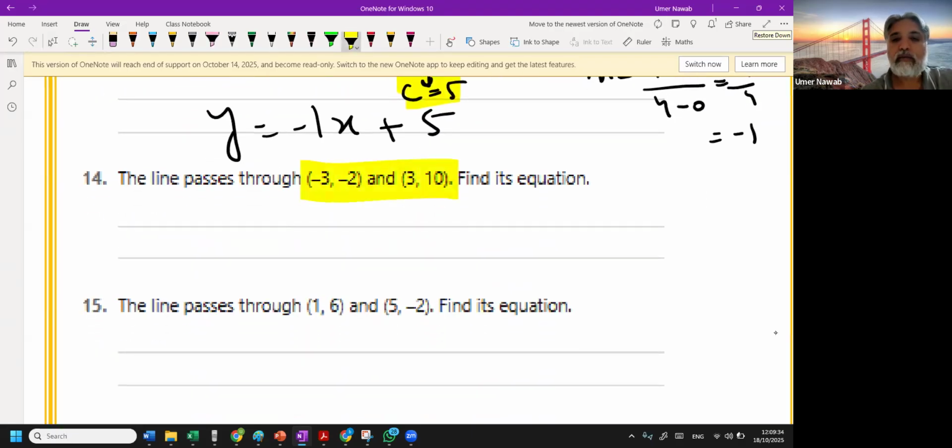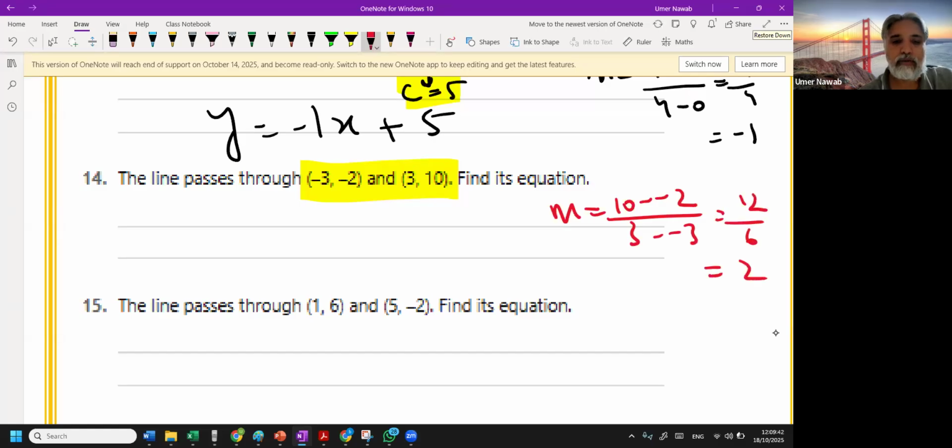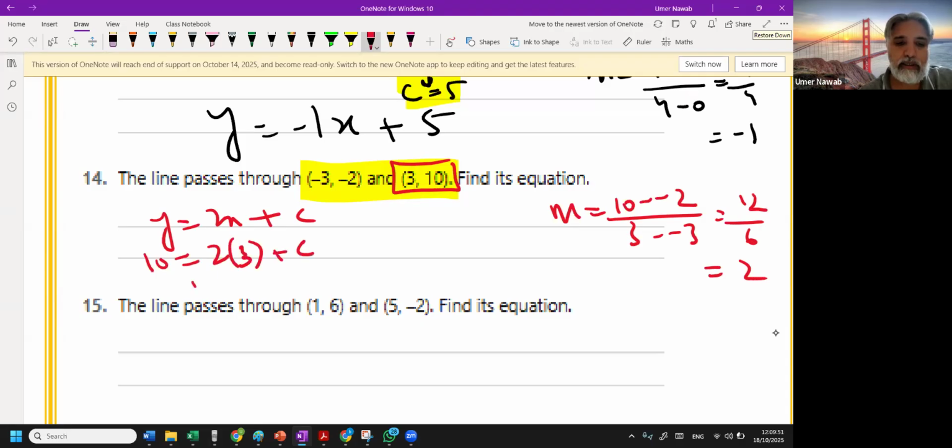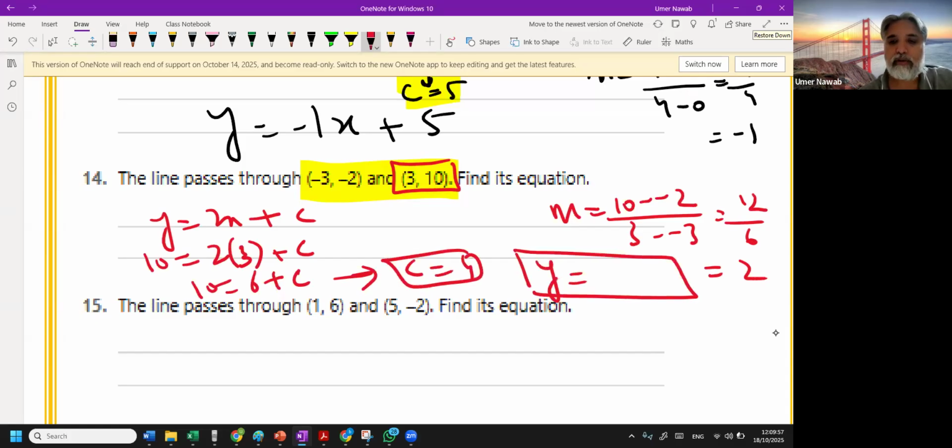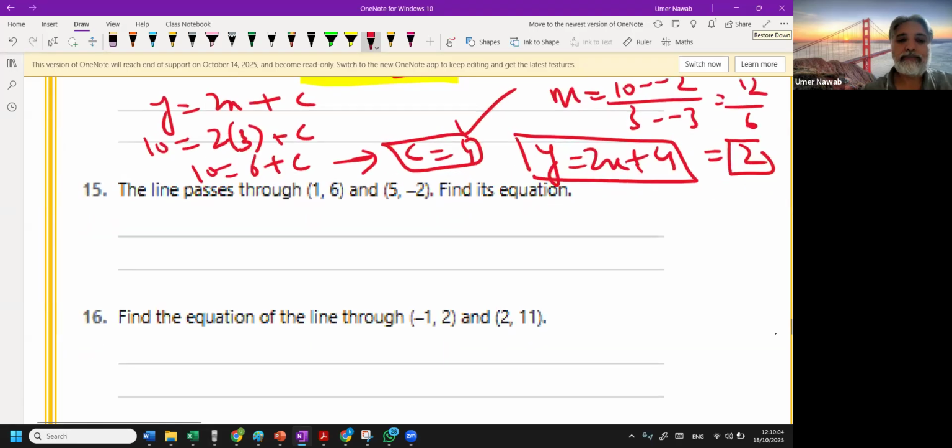Next case is I want to write the equation of this line whose gradient is not given. So gradient is 10 minus minus 2 over 3 minus minus 3. So 12 over 6, the gradient is 2. Y is equal to 2x plus c. May I substitute this point? So 10, 2, and this is 3 plus c. 10 is equal to 6 plus c. And c is equal to 4. Equation of a line is y is equal to, speak it up, 2x, and c is 4. That is the final equation of a line.